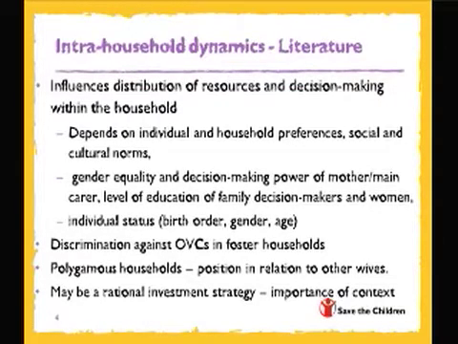And there's been some evidence that orphaned and vulnerable children who are in foster households may be discriminated against compared to other members of the household. And also important aspects of polygamous households and the fact that the position of the mother and the child, who act as one social unit, is in relation to other wives within the household.